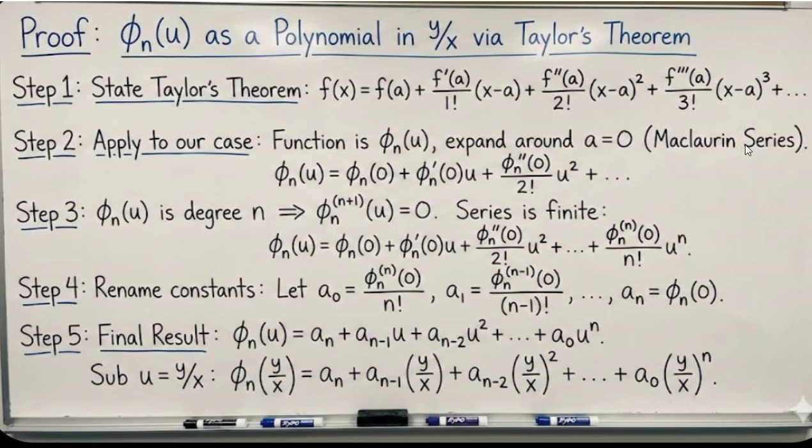That is called the Maclaurin series. The same thing, phi n of u, is written like this based on the formula: in place of a you write 0. Since the degree is n, the series becomes finite, because phi n plus 1 is equal to 0, and all the other terms become 0. Therefore we can directly write phi n of u like this.